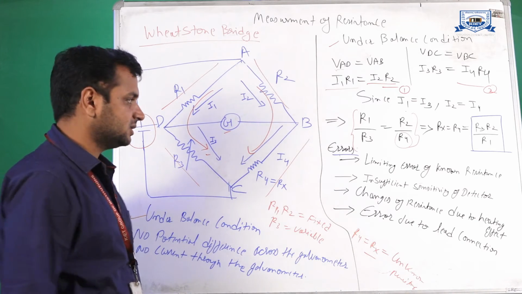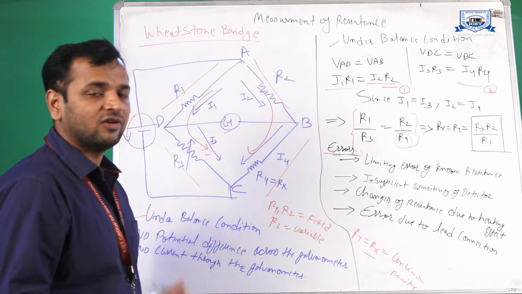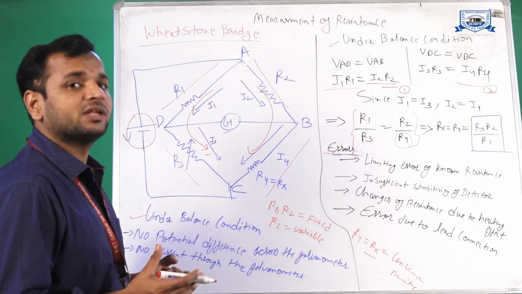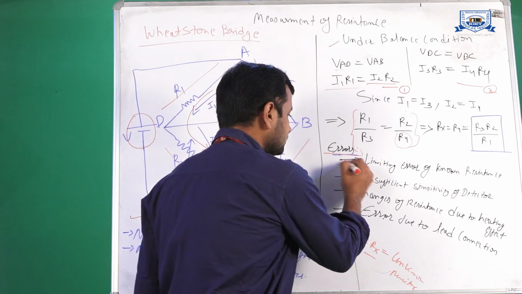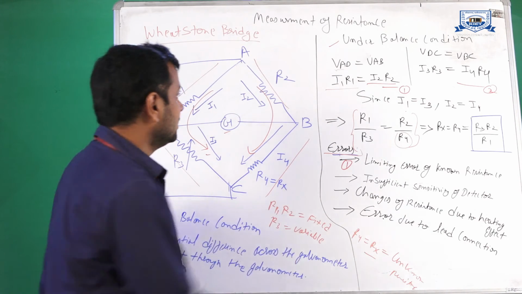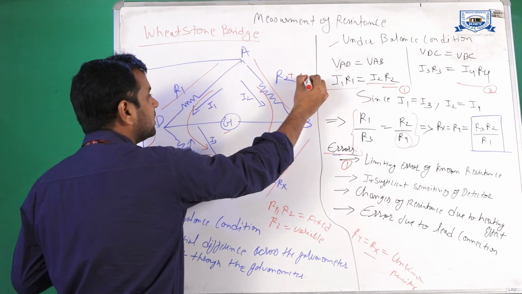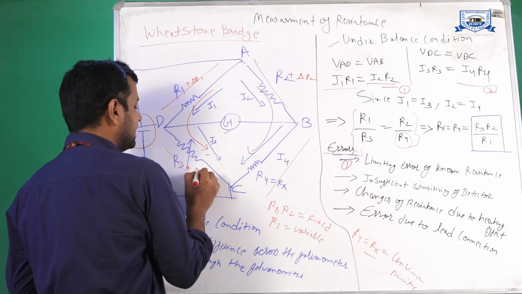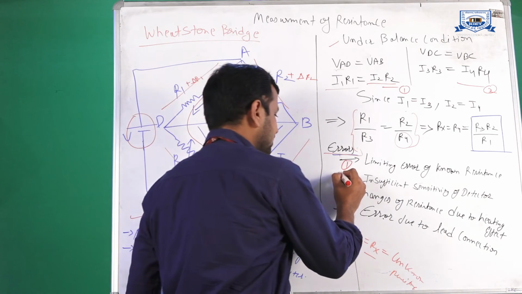So from this circuit we can know the value of the unknown resistance if we have three known resistances. There are some types of error that may come when we are measuring, and that is why it is not suitable for measuring the value of low resistance. We will see what those errors are. The first error is the limiting error of known resistance. That means the resistances may have the values R1 plus del R1, R2 plus del R2, and R3 plus del R3, which may cause the limiting error.